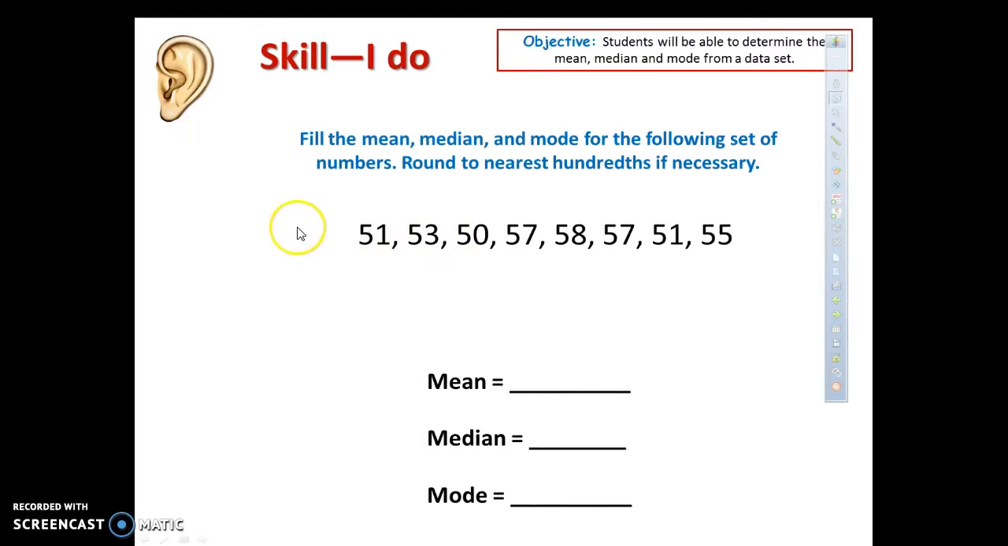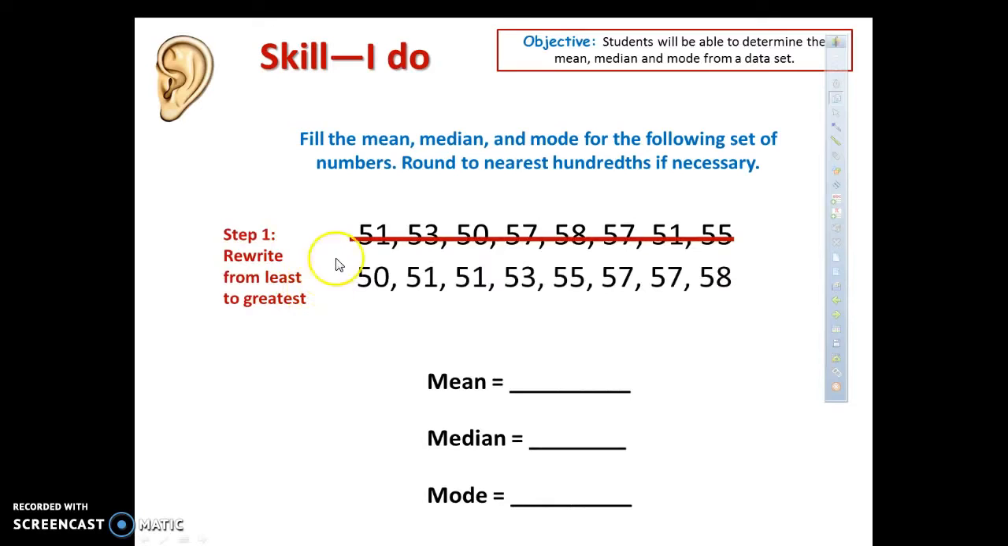I have my values, and I first want to rewrite from least to greatest. That's always step one. So now I've reshuffled my numbers, and I have them all in order. The mean, this is just the average. So what I'm going to do is add up all of these values, and then divide by how many data points there are. So if there's 1, 2, 3, 4, 5, 6, 7, 8 numbers, I'm going to divide by 8. So 432 divided by 8 gives me 54. That's the average of this data set.